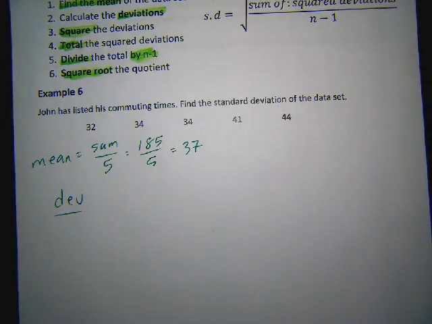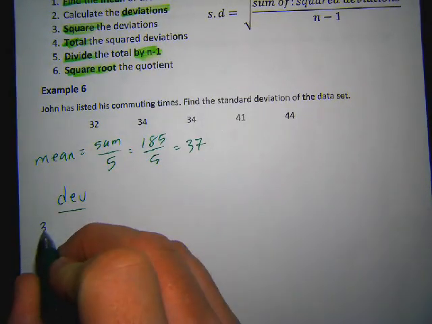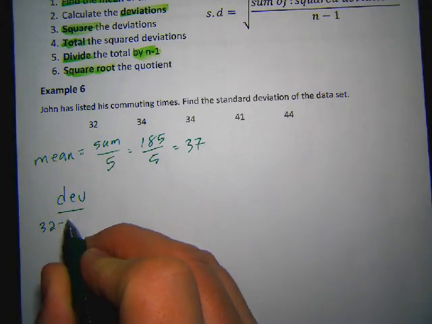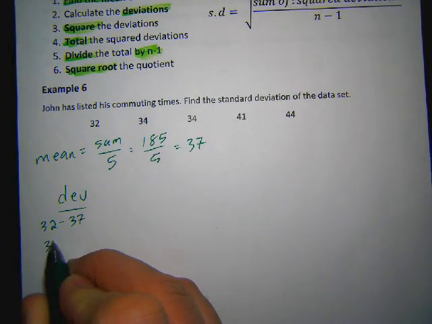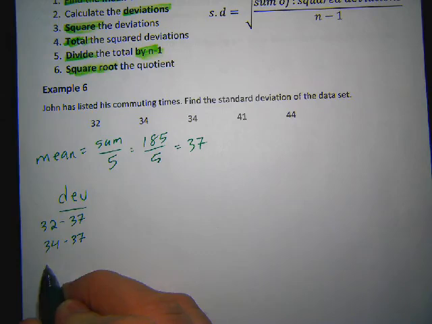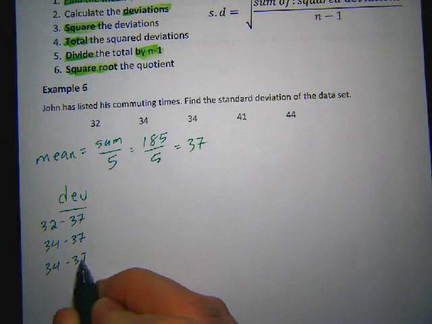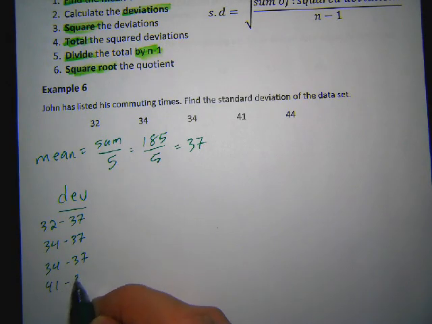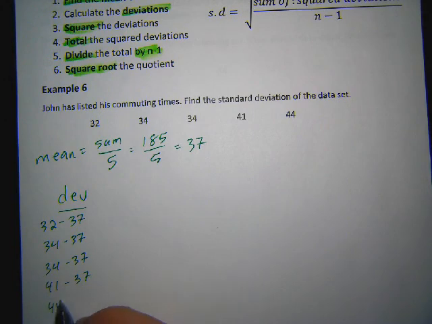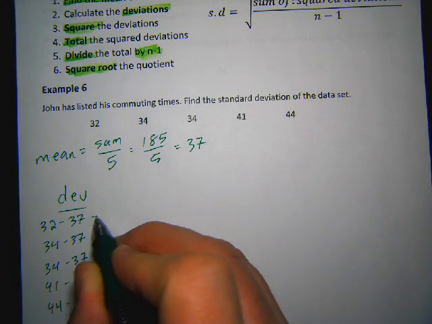So again, for each deviation, I'm going to take the value, like 32, and subtract this mean. So I'm going to subtract 37. I'm going to do 34 minus 37, 34 again minus 37, 41 minus 37, and 44 minus 37. Then I subtract, watch the sign.